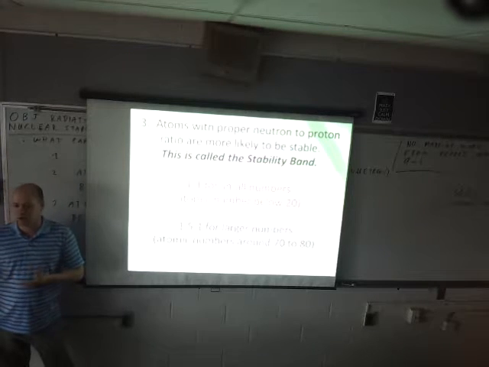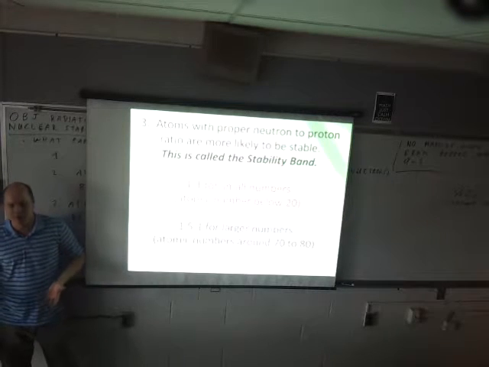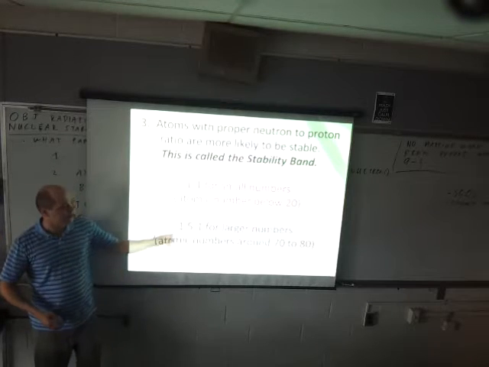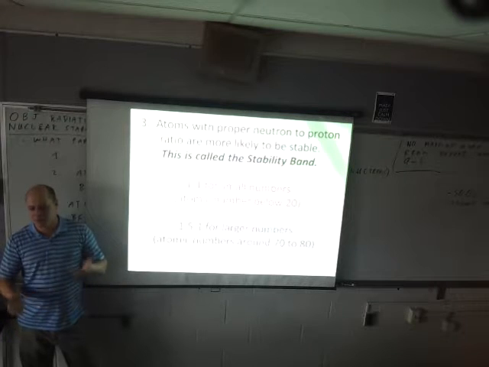If you had 20 neutrons and 10 protons, that would be a 2-to-1 ratio. That would be unstable. It would be too many neutrons. So too many or too few neutrons makes it unstable. But that 1-to-1 ratio, the same number of neutrons and protons, makes it stable for the first 20 or so elements.